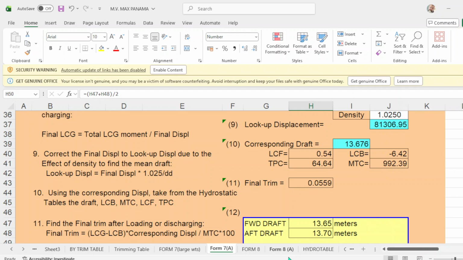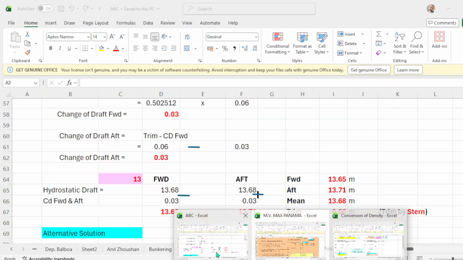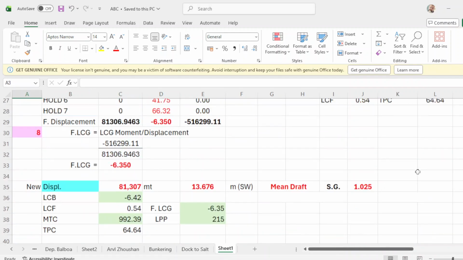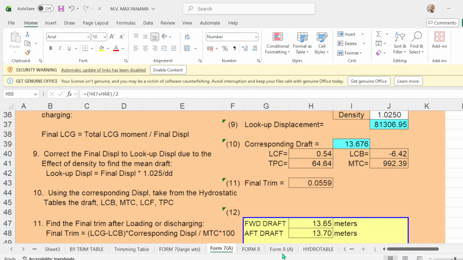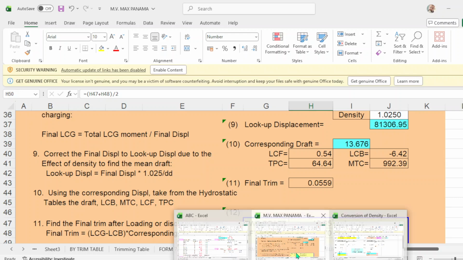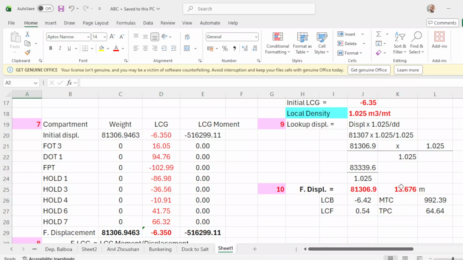Okay, but the manual, the mean draft is 13.676. That is the actual figure of the mean draft, which is 81307 to be rounded up. 13.676, and the program is the same, no? 676. Manual is 676.